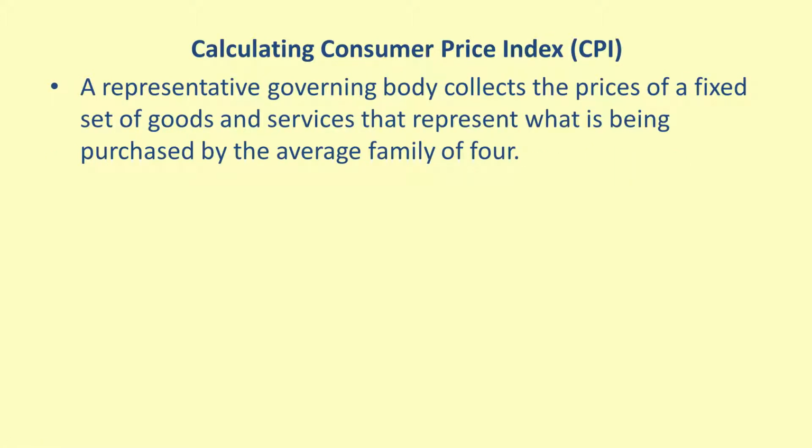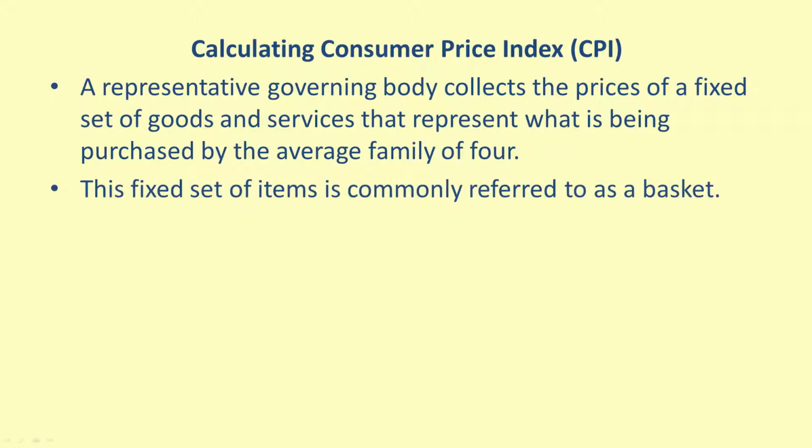Here is how CPI is calculated. A representative governing body collects the prices of a fixed set of goods and services that represent what is being purchased by the average family of four over a certain period of time. This set of items is commonly referred to as a basket.